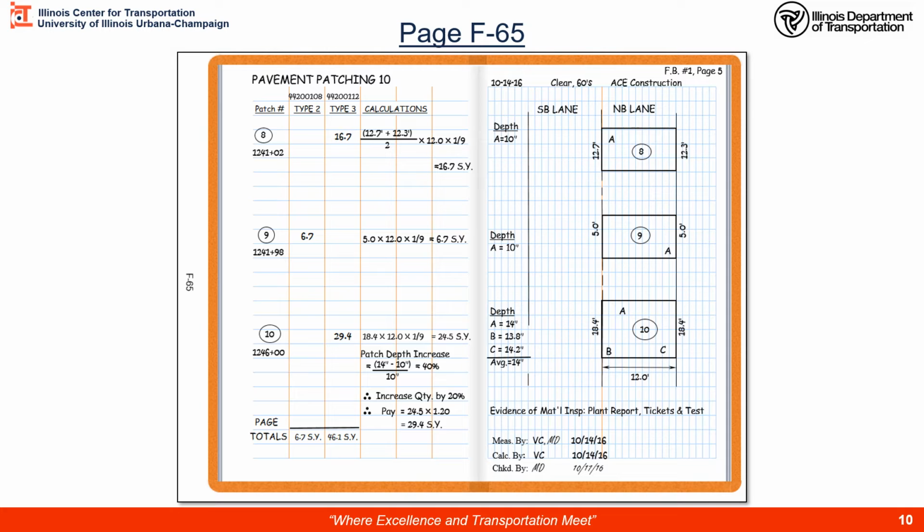The increase or decrease in quantity never changes which type. The type of patch is based on the planned dimensions as cut and filled in the field. Okay, here we've got our measure by, count by, check by. Awesome. We can total it up for our 2 pay items. I do want to point out that type 2 patches is one pay item, and type 3 patches is a different pay item, because there might be a different bid price between the two of them.